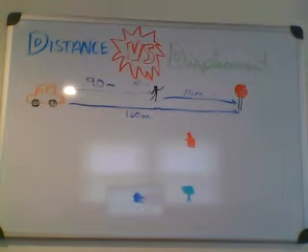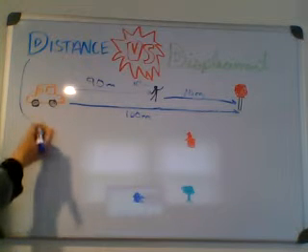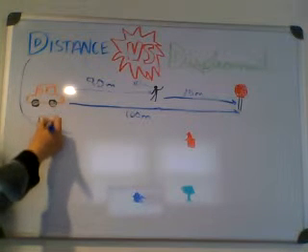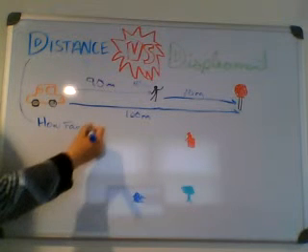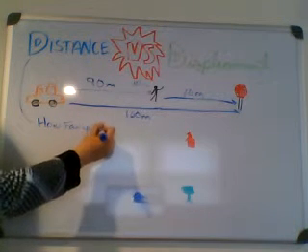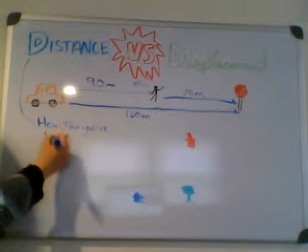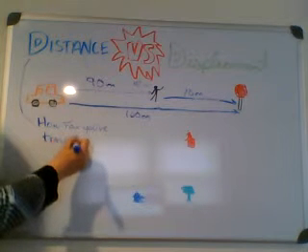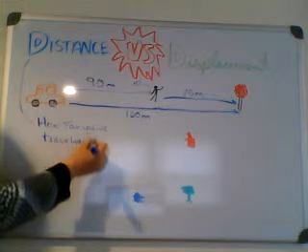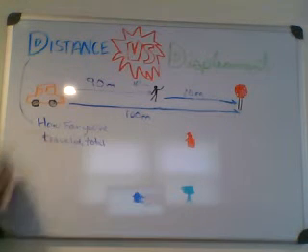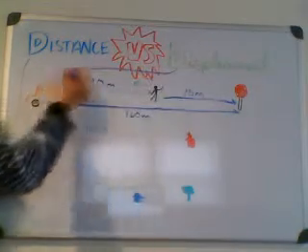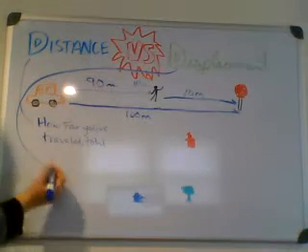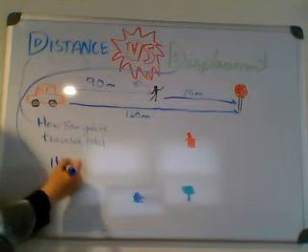So this is where the terms distance and displacement get really important. Distance is how far you've traveled total, while displacement, that is how far you are from where you started.